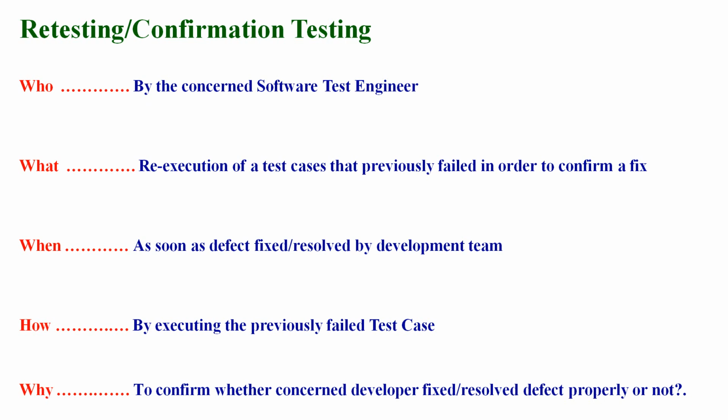And why should this retesting be done? As we discussed earlier, to confirm whether the concerned developer has fixed, resolved or rectified the defect properly or not. In order to confirm the defect fixing was done properly, we have to do retesting. So this is about retesting or confirmation testing, which is also called verification testing.